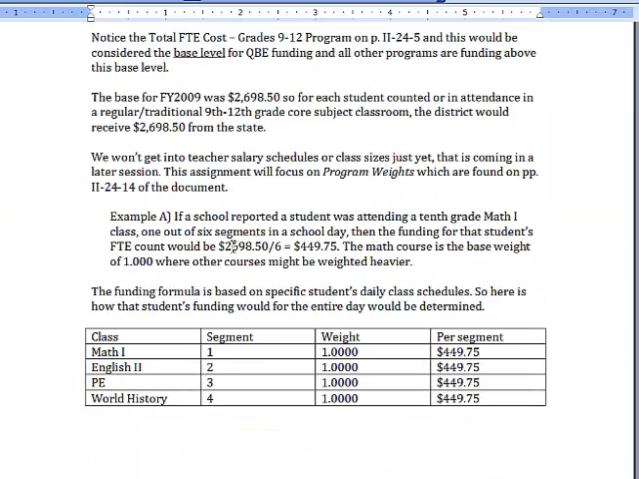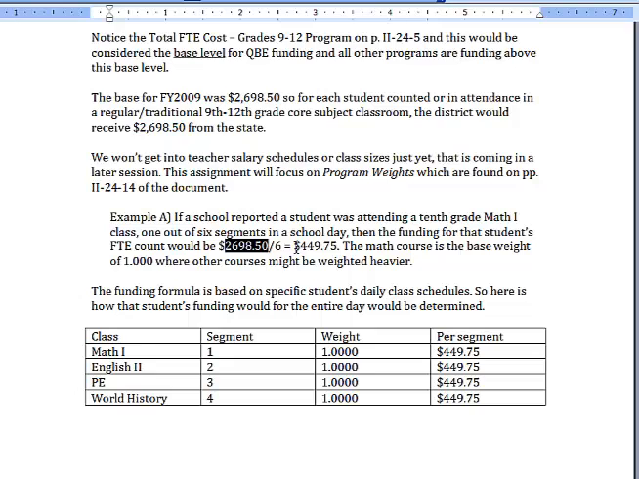Now this QBE formula says that it's going to give $2,650 per student, and that's your basic rate that they're going to give. Now each year they decide what that number is going to be. Some years it might be higher than that, some years it might be lower. This is based on a number I got from 2005 or 6 or 2009 I think it was. So it might change a little bit, but that doesn't really matter in this exercise.